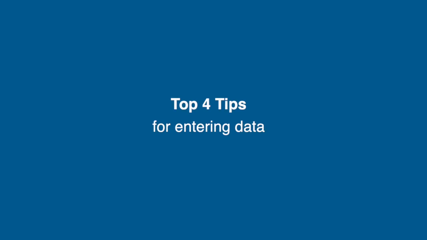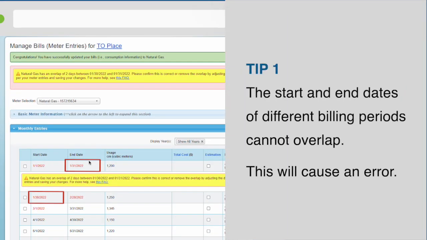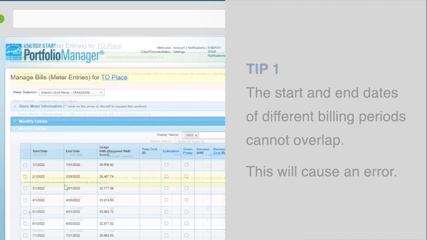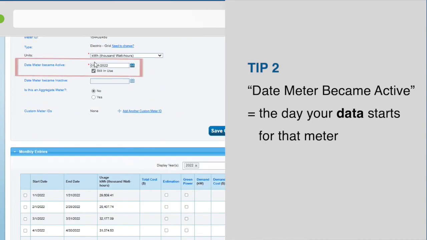Keep these top 4 things in mind as you enter your data into the Monthly Entries table. Tip 1. The start and end dates of different billing periods cannot overlap. This will cause an error. Tip 2. The date meter became active for each meter needs to be the same as the start date of the first row of consumption data for that meter.